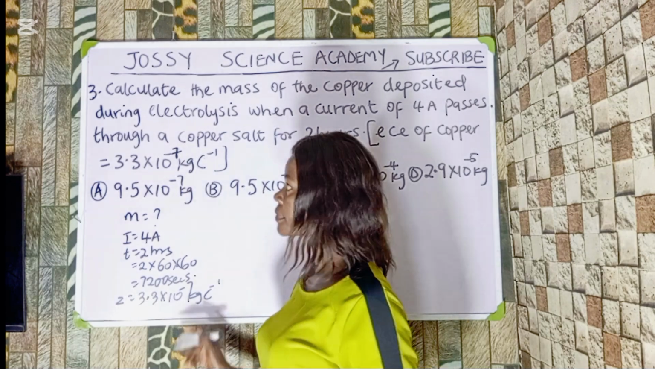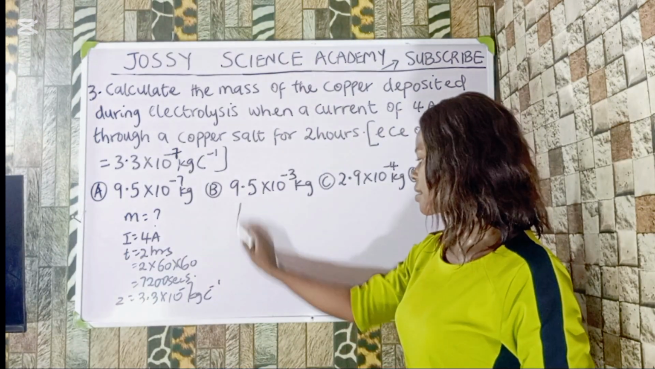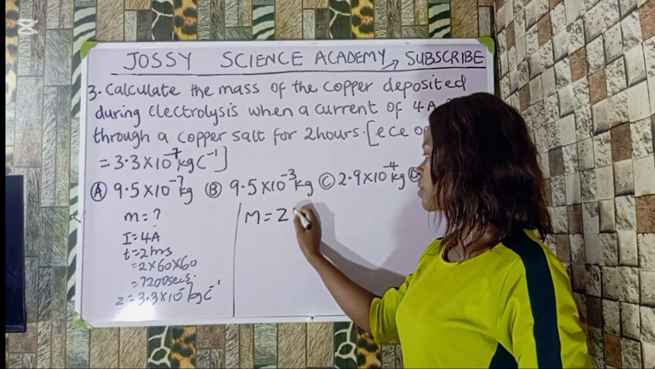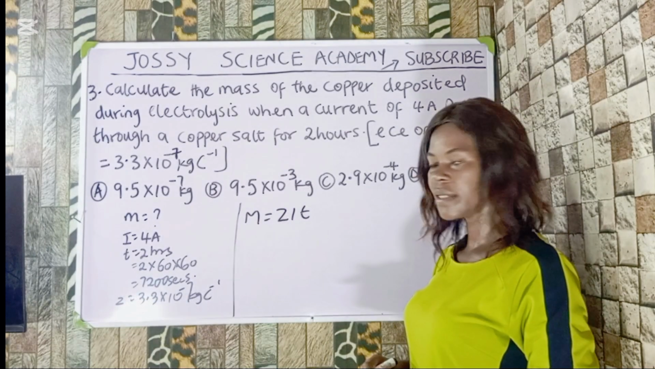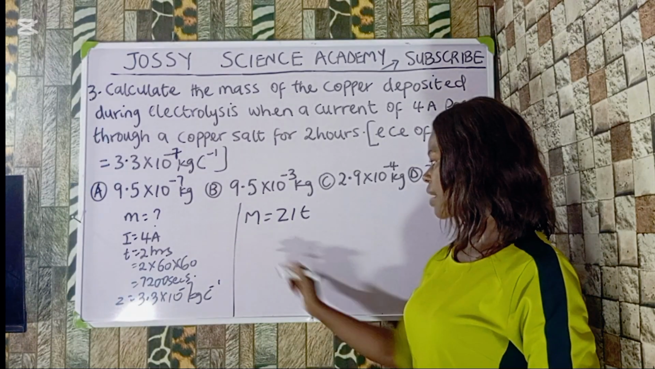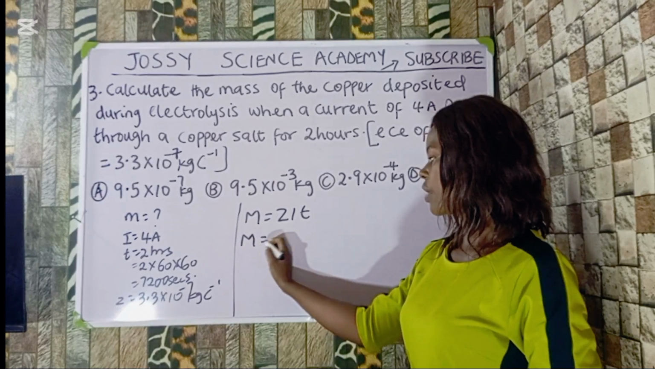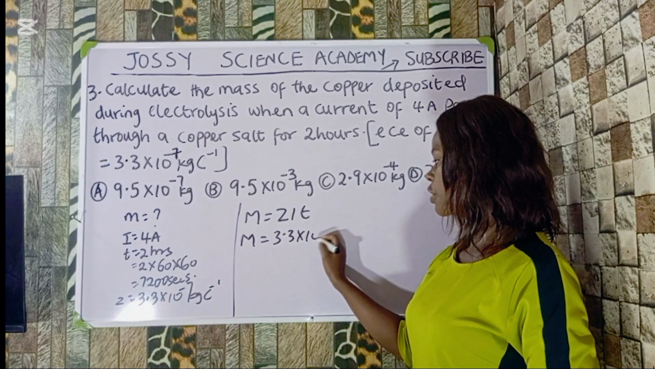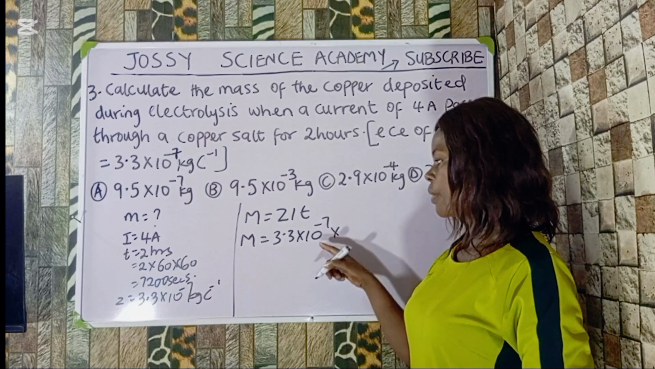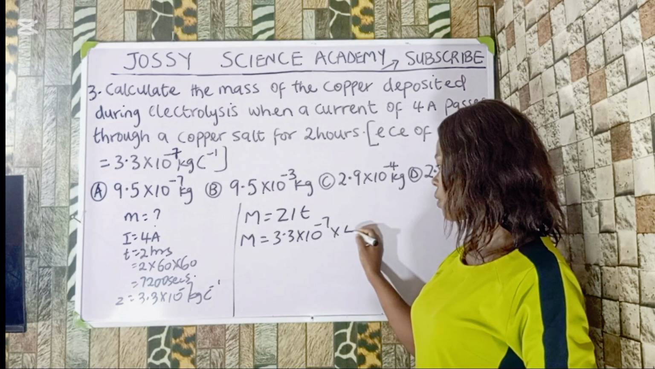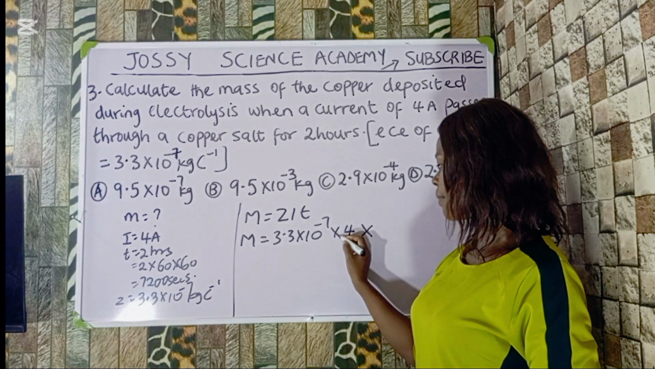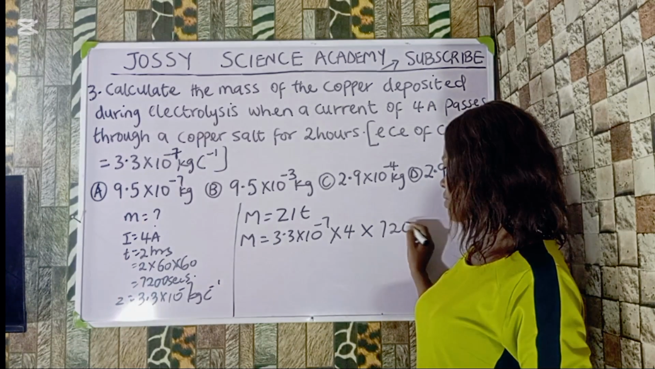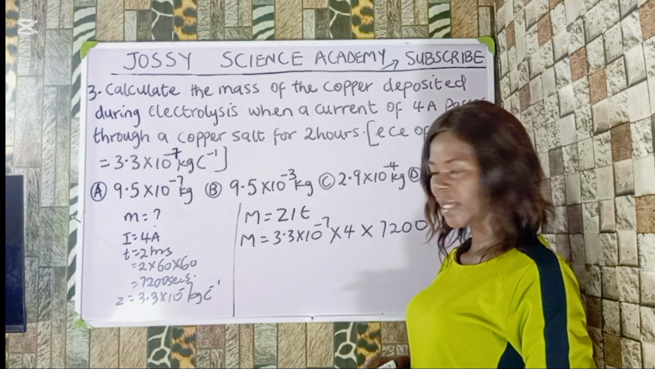Is that clear? Now let's go by saying that our formula is M equals ZIT, right? Now if you do that, what's my mass? That is what I'm looking for. What's my Z? My Z is 3.3 times 10 raised to power minus 7, multiplied by my current, which is 4, multiplied by my time, which is 7,200 seconds. I hope that is clear.